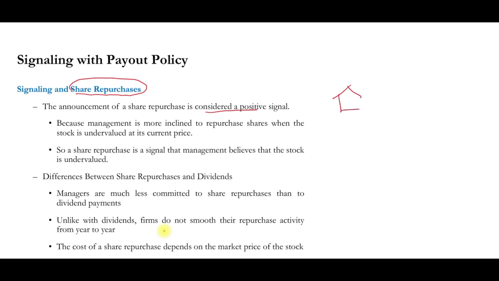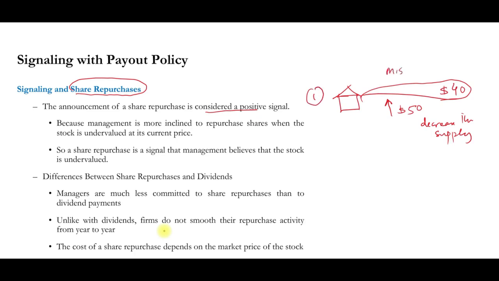So let's say this is a company and currently the share is trading at $40. So management thinks that, hey, our company is very good, but why is our stock traded at $40? It should trade at $150 at least, right? So what does the company do? They buy back the shares, okay? So they actually decrease the supply. When the supply decreases, the price should increase, right? So number one, when the management thinks that there is a mispricing of its shares, then it does the share repurchase. So share repurchase as a form of dividend is a positive signal, okay? A share repurchase is a signal that the manager believes that the stock is undervalued.